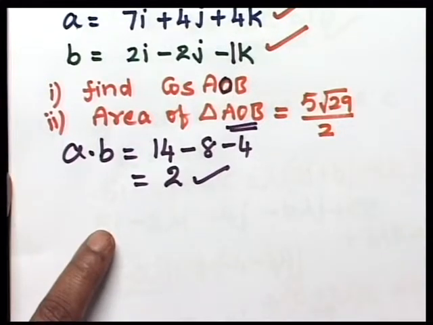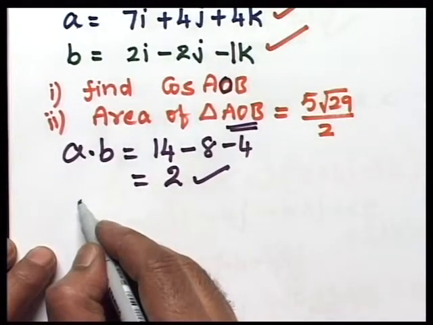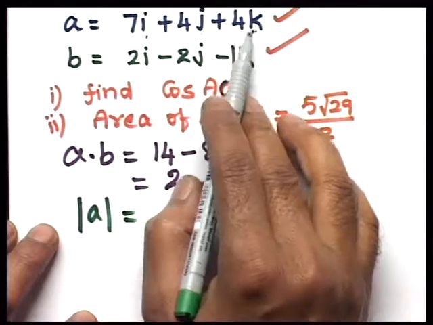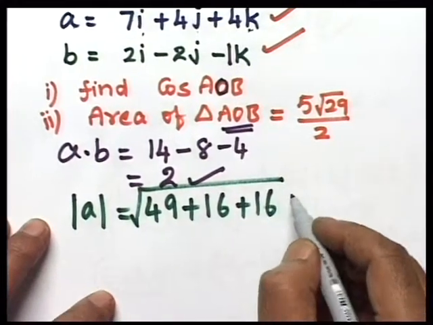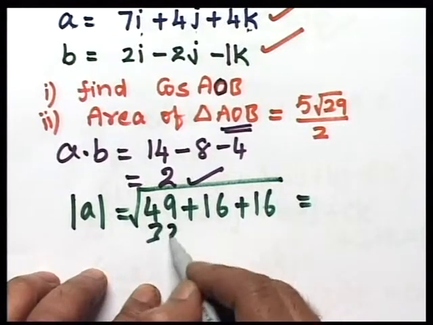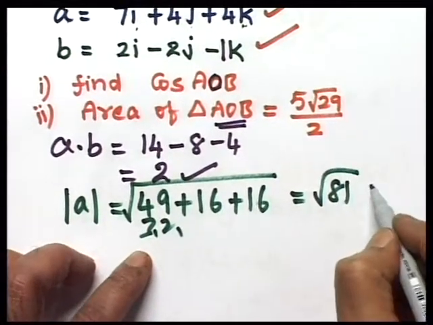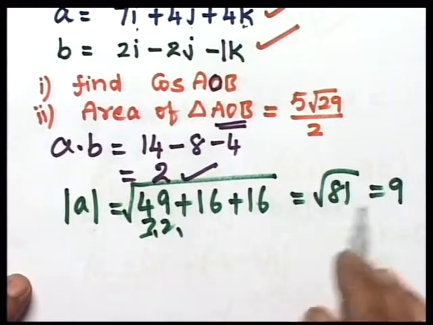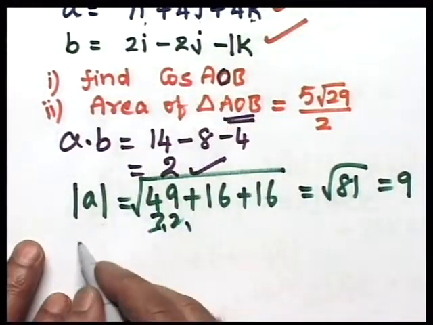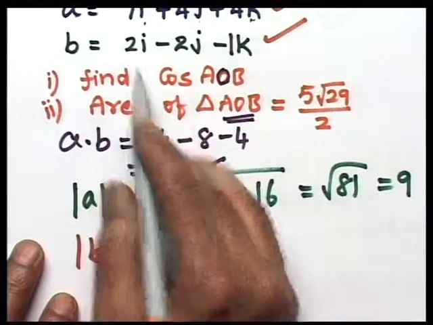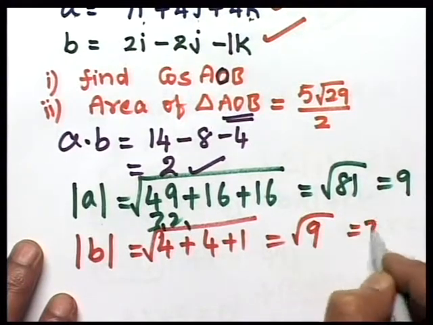Let's find the modulus of A. Just square those numbers, 49 plus 16 and 16 again under the root. So we have the value here as 32, 9 to 11, so it's 81. That's a nice number. So we got 9. Modulus of A is 9. Then let's find modulus of B. That's 2, 2, 1. Modulus of B is equals to 2 squared, 4 plus 2 squared, 4 plus 1. Lovely question. Root 9, which is equal to 3.